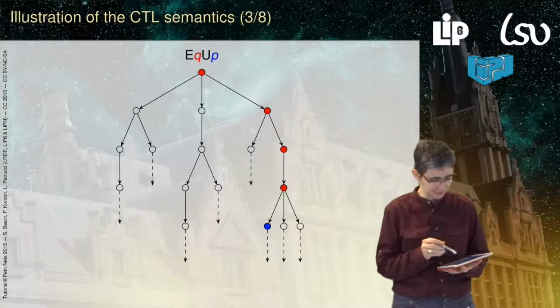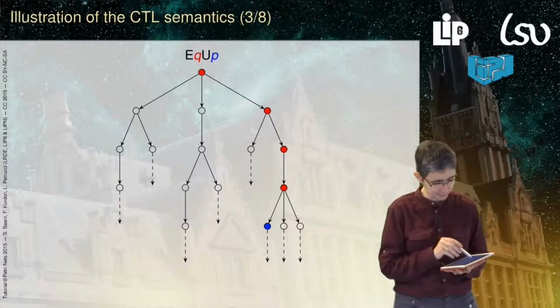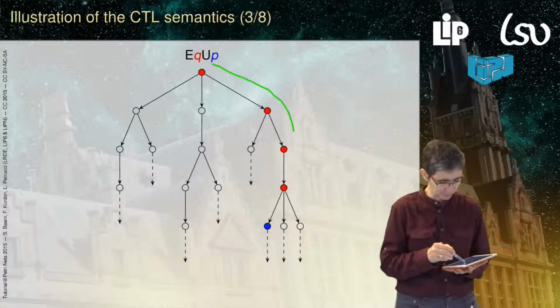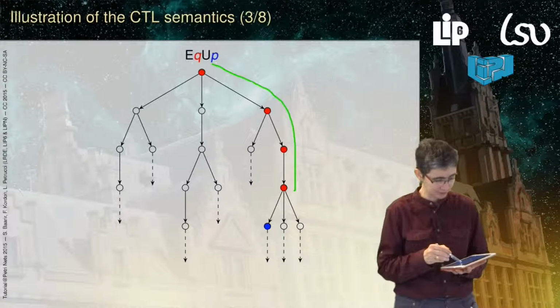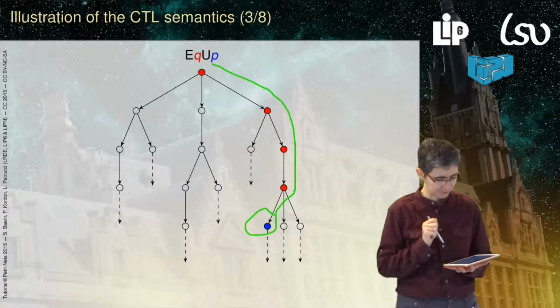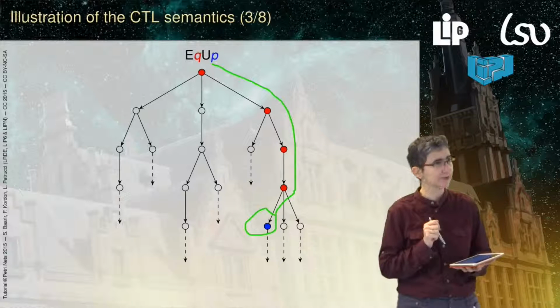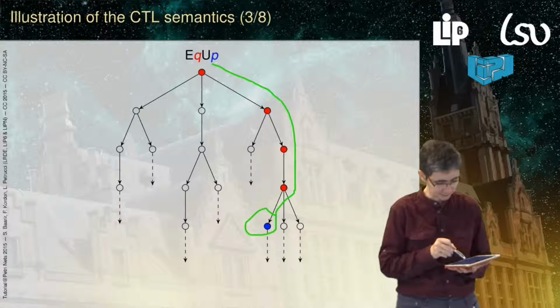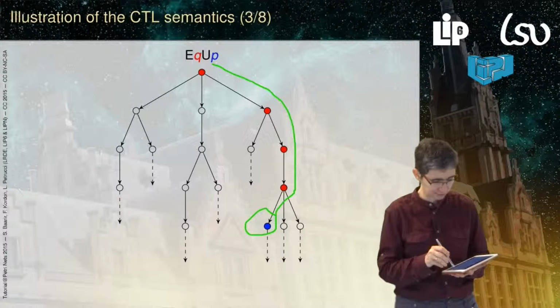Exists Q until P can be seen as Q is satisfied all along the path in the tree until I reach some state where the property P is satisfied. And here we have the existence of such a path that is pictured.